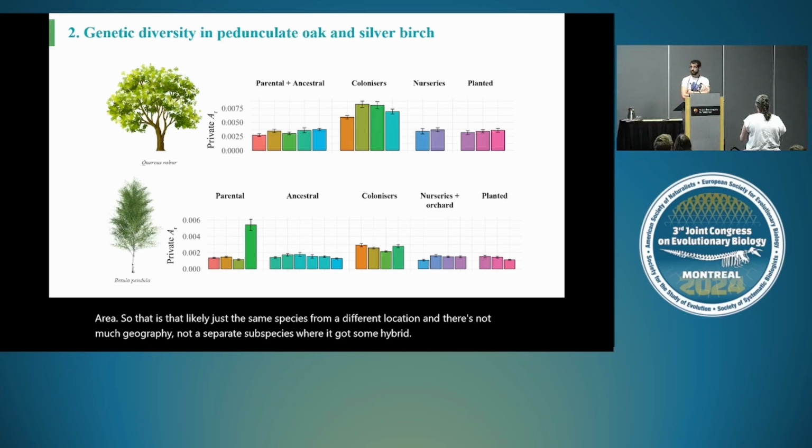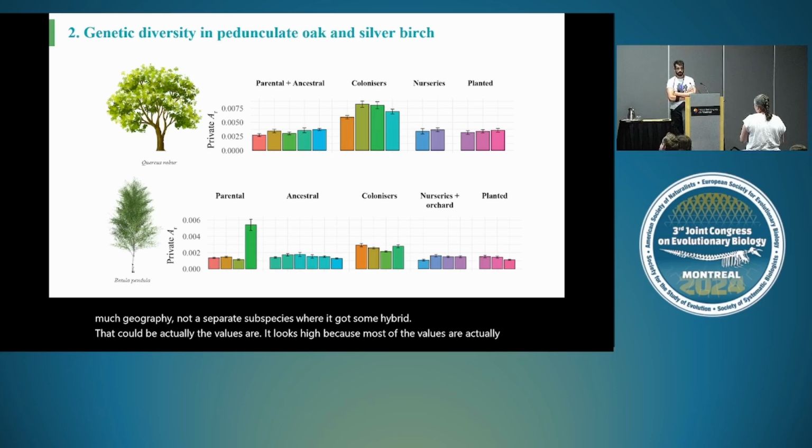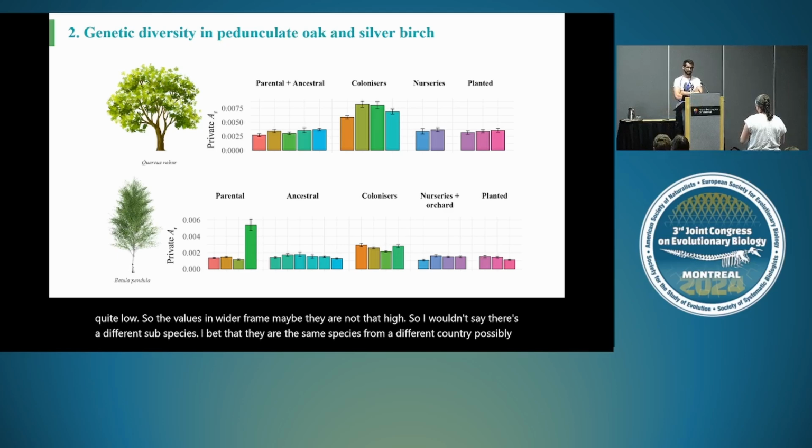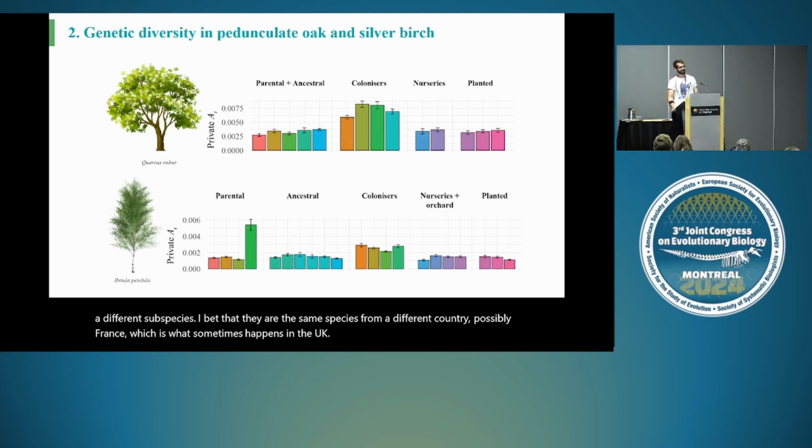Wow, that could be. Actually, it looks high because most of the values are actually quite low. So in a wider frame, maybe they are not that high. So I wouldn't say there's a different subspecies. I bet that they are the same species from a different country, possibly France, which is what sometimes happens in the UK. Thanks.